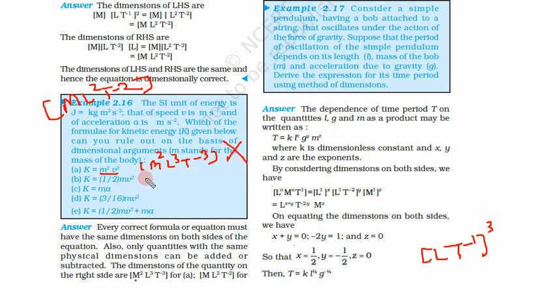Second one, if we calculate, this will become M, velocity is L T minus 1, and the square of that, so L square T minus 2. So when we calculate, M L square T minus 2, this one is correct, this one is not correct. K is equal to m a, m is M, a is L T minus 2. So this looks very close, M L T minus 2, but this is not L square, so this is also incorrect.